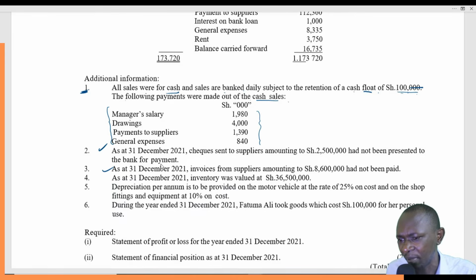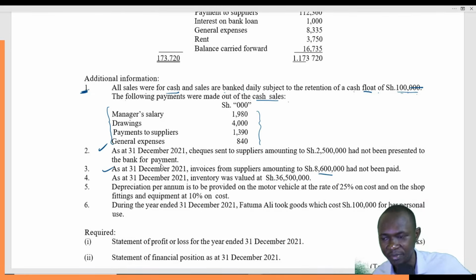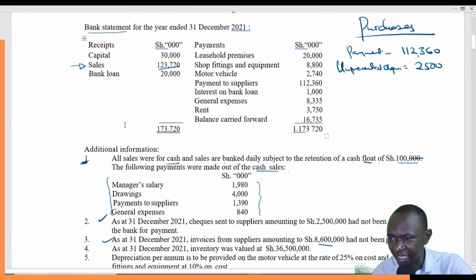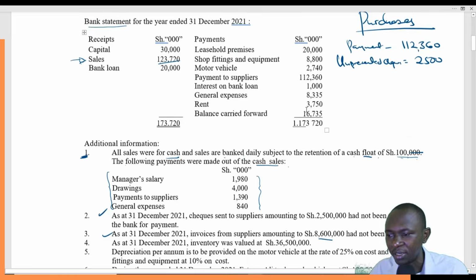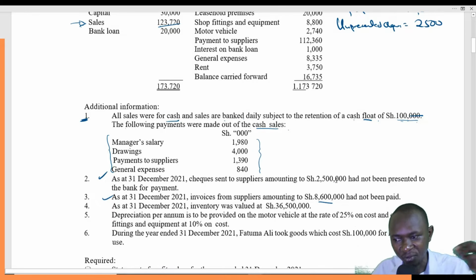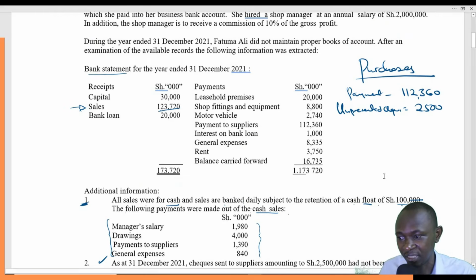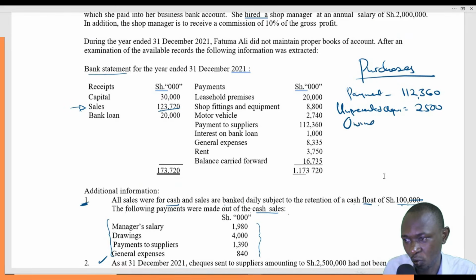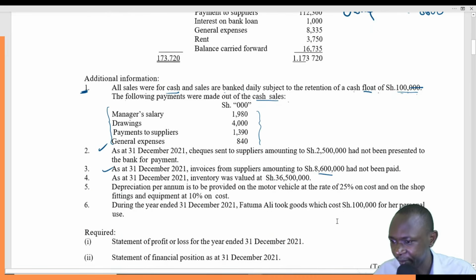As at 31st December, invoices from suppliers amounting to this had not been paid. This is outstanding, we have not paid. This one we paid, but they have not really received the money. We gave them the paper checks, but they have not presented the checks to the bank to receive the money. So what they have already received, what has been paid to them but they have not received the cash, and what has not even been paid to them, which is 8,600. So this is still owing, 8,600.